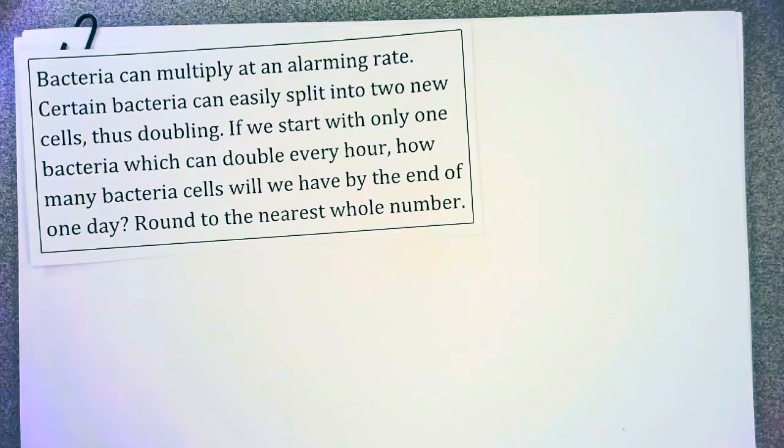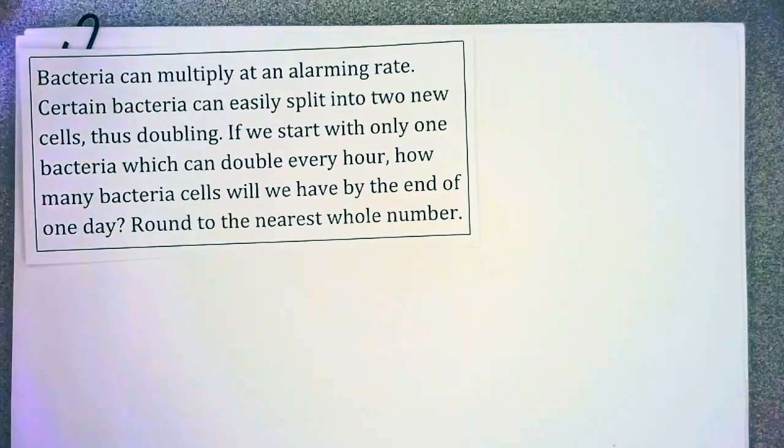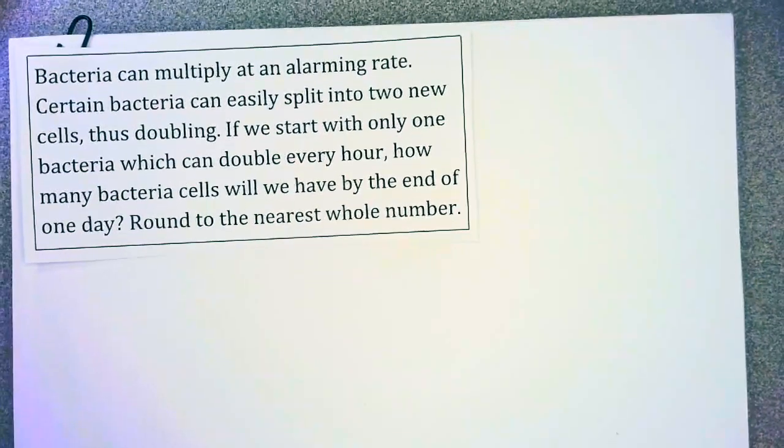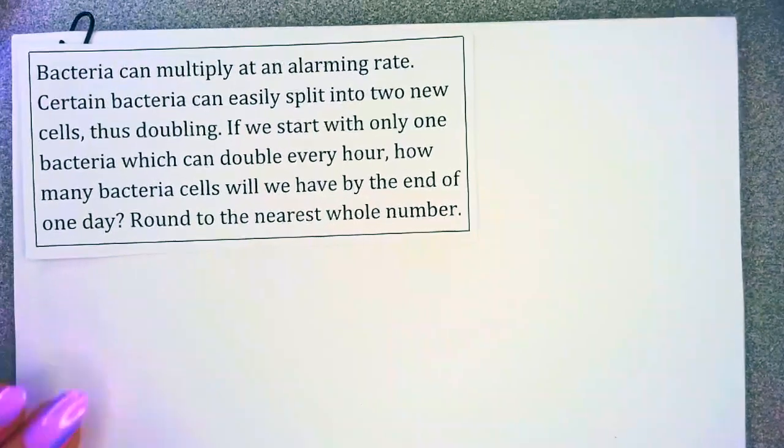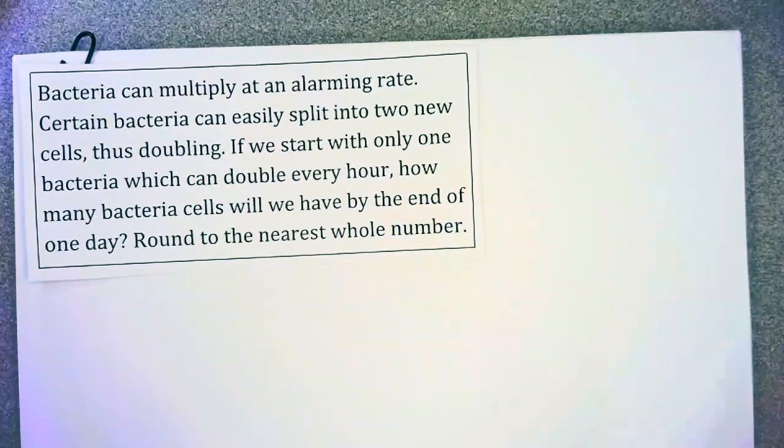Bacteria can multiply at an alarming rate. Certain bacteria can easily split into 2 new cells, thus doubling. If we start with only 1 bacterium, which can double every hour, how many bacteria cells will we have by the end of 1 day? Round to the nearest whole number.